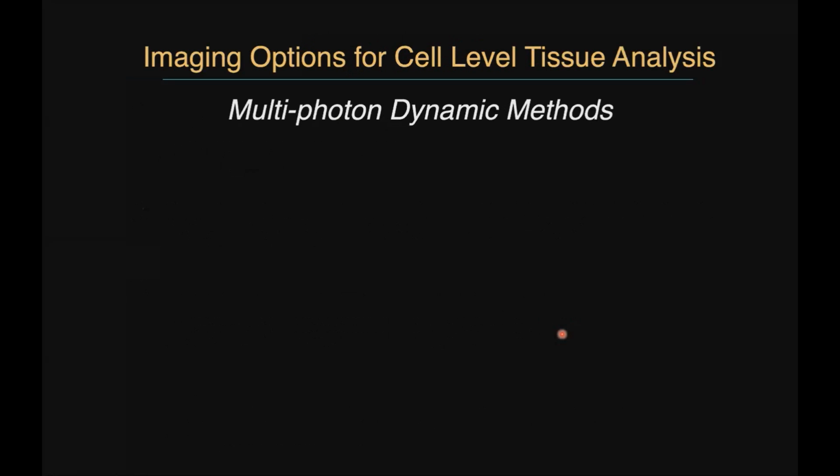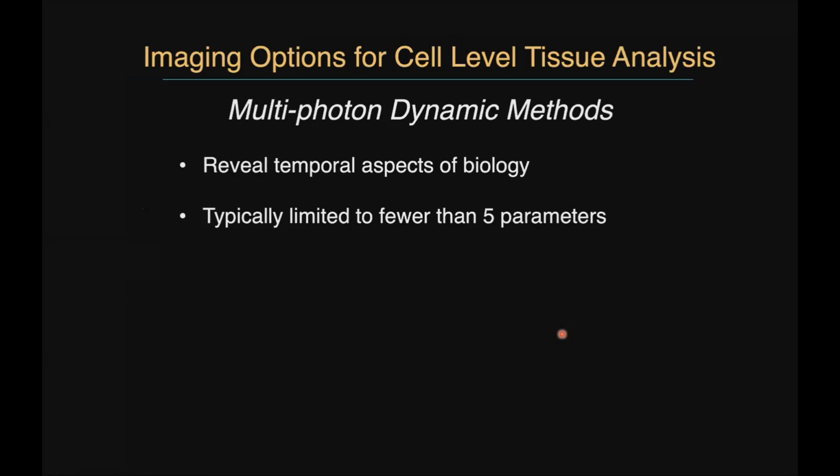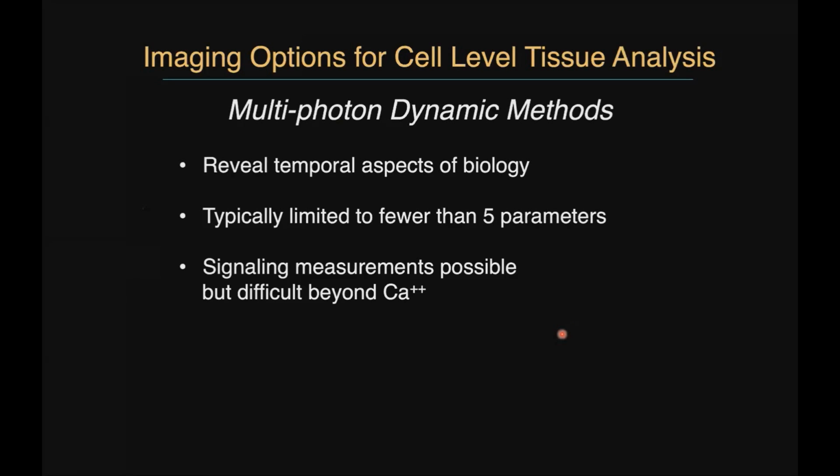And so the first method I want to talk about today is multiphoton dynamic imaging. It can give you this kind of temporal or dynamic information we'd like to collect, but for technical reasons, it's very restricted, usually to fewer than 5 parameters at any one time. It's difficult to do signaling measurements. Calcium works well.